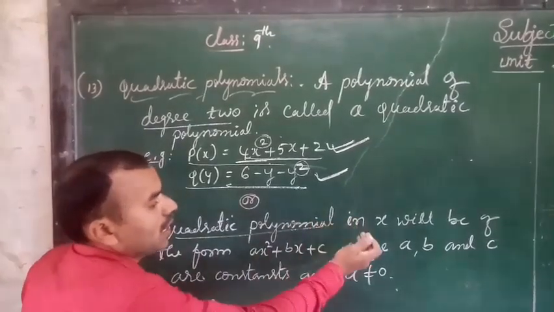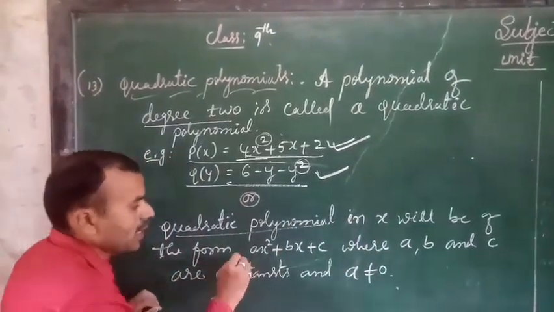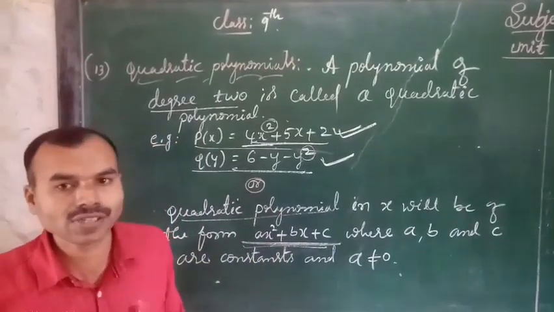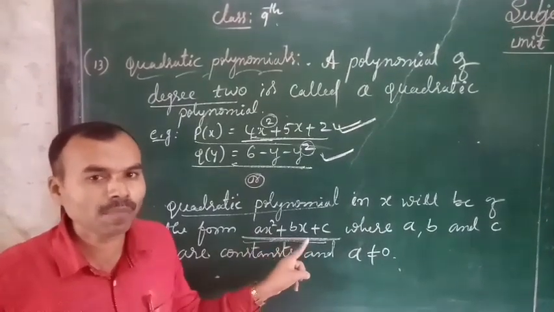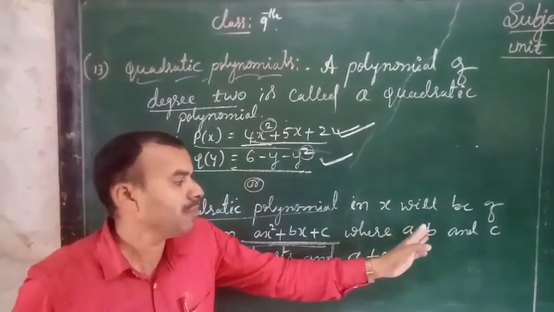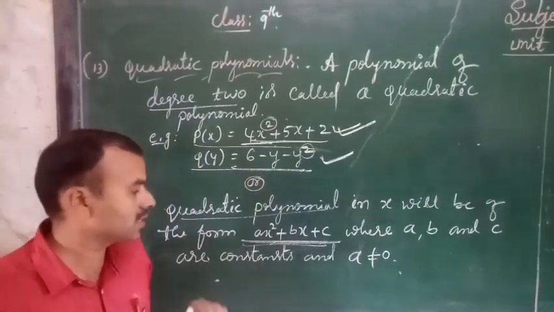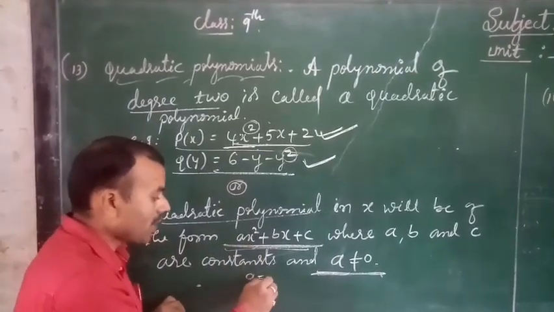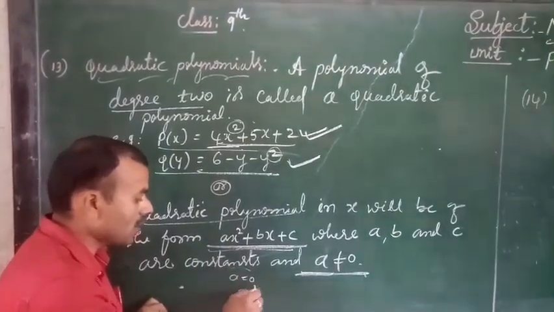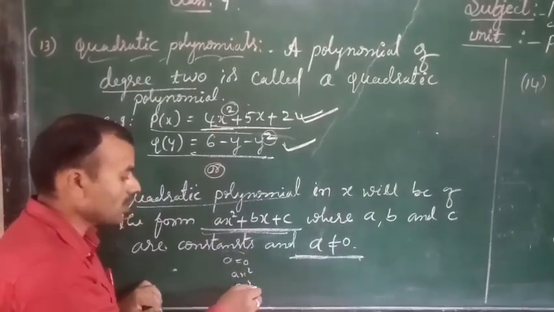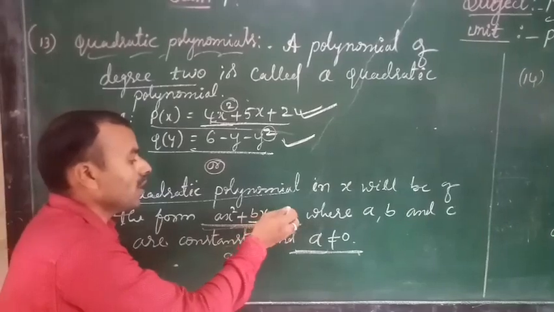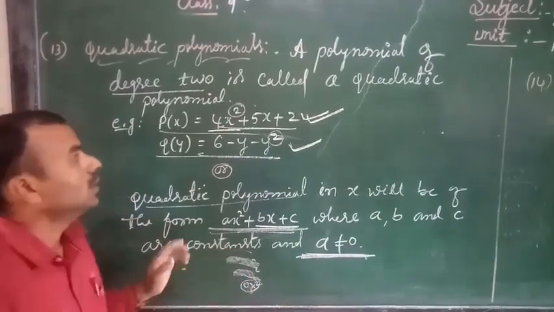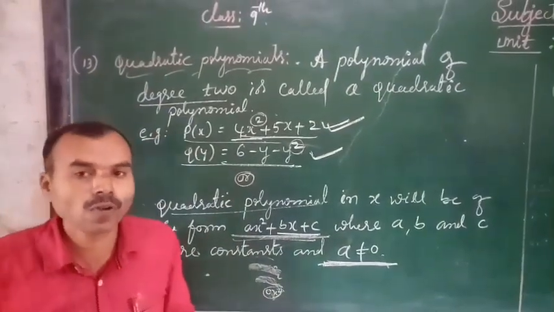In general, a quadratic polynomial in x will be of the form ax square plus bx plus c, where a, b and c are constants. A is not equal to 0. If a is equal to 0, then 0 times x square is 0, so it will be a linear polynomial. So a is not equal to 0. Then it is a quadratic polynomial.